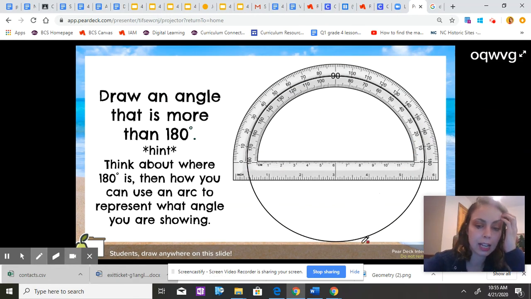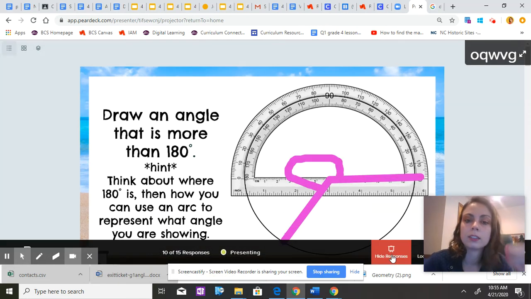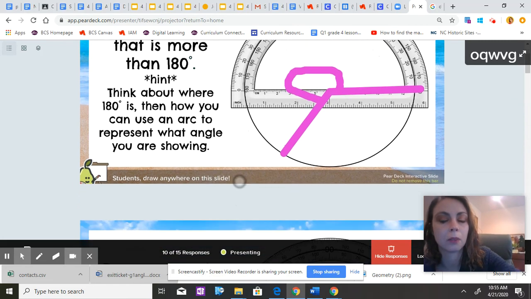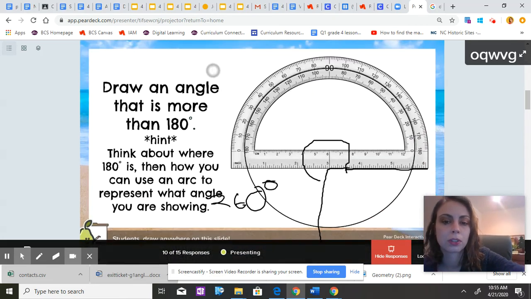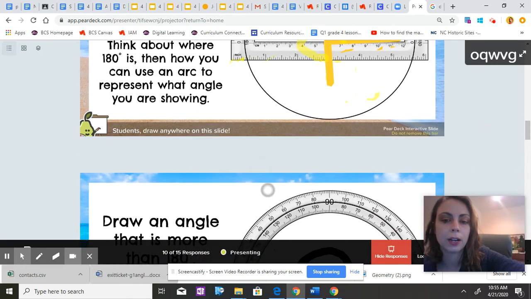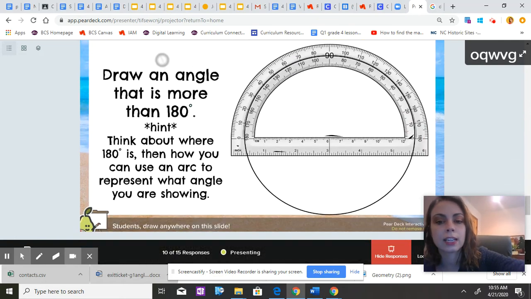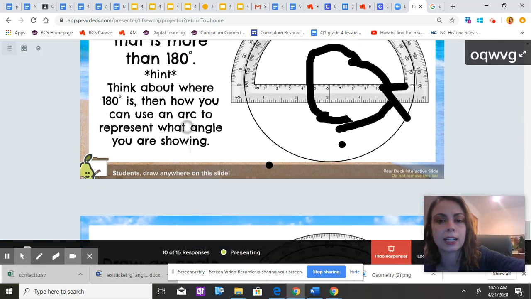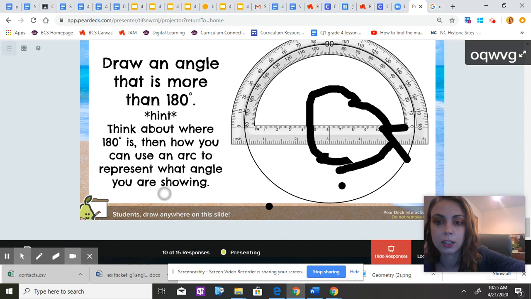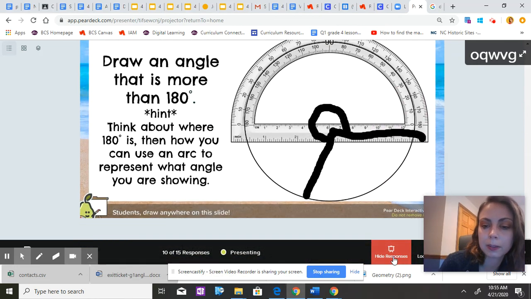Let's look at your classmates, the ones that they drew. Good. More than 180, more than 180, more than 180, and they put the arc on there going the right way. Do you see how they've done more than 180? Now, I don't know what happened there. More than 180. So those are some really good more than 180 examples.